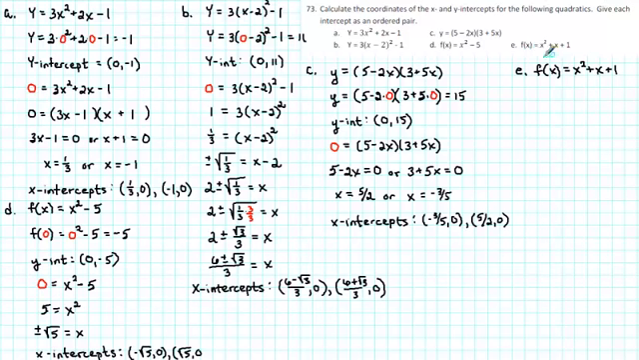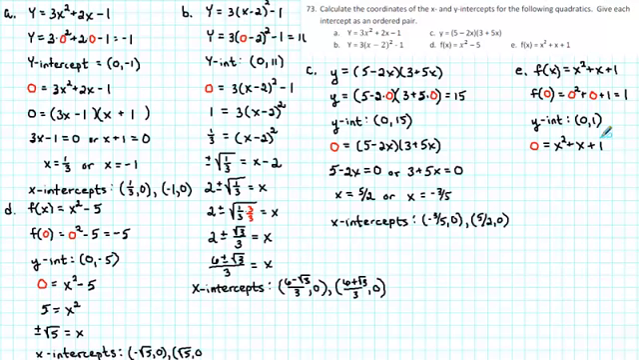Finally, for part E, we have the function f of x is equal to x squared plus x plus 1. To find the y-intercept, we substitute 0 for x and evaluate f of 0. We get the square of 0 plus 1, which evaluates to 1. So the y-intercept is (0, 1). To find the x-intercepts, we substitute 0 for f of x and then solve for x. We get the quadratic equation 0 is equal to x squared plus x plus 1.